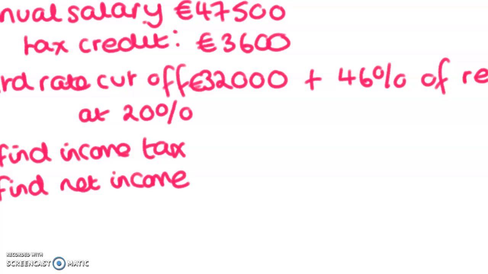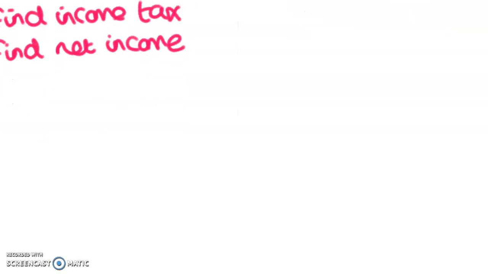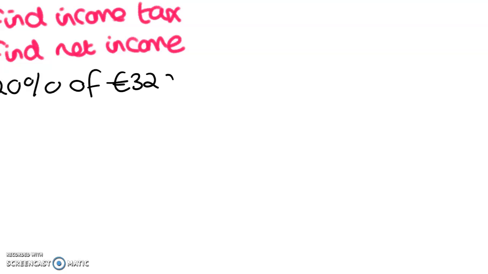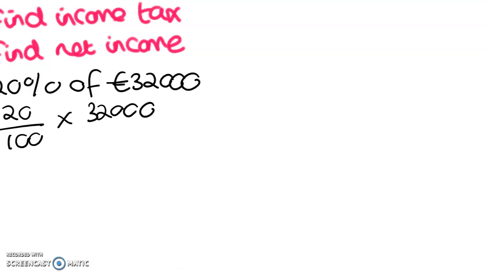So what I would say is you're going to get 20%. It's the standard rate of tax of 20%. You always match that with the standard rate cut-off. So pause the video and try and do some of this yourself. And then you could play the video and see if you got the same answer as I do. So you get 20% of 32,000. And that's just 20 over 100 multiplied by 32,000. And you get 6,400. Right, this is the first part of the tax.